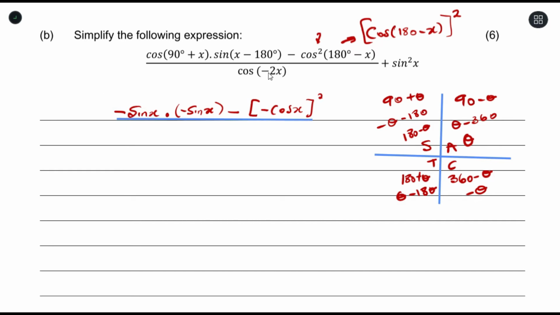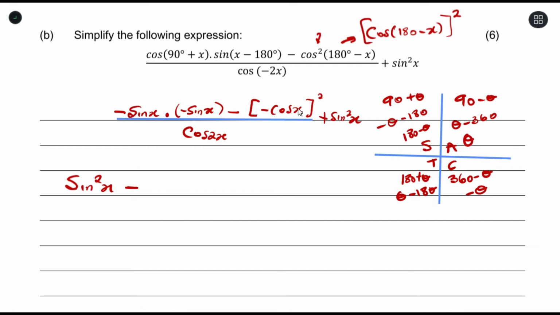Now this is cos of negative 2x. Negative 2x is in the fourth quadrant because that's negative theta, and cos is positive in the fourth quadrant, so this can be written as cos 2x. And you have plus sine squared x. Simplifying a little bit further, negative sine x times negative sine x will give you positive sine squared x, so this can be written as sine squared x, minus.